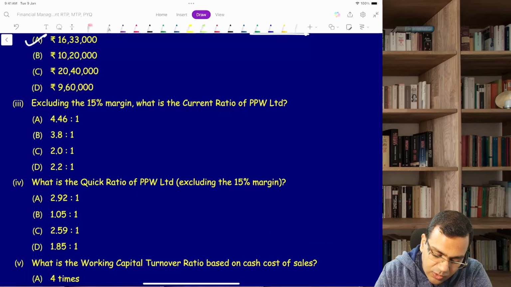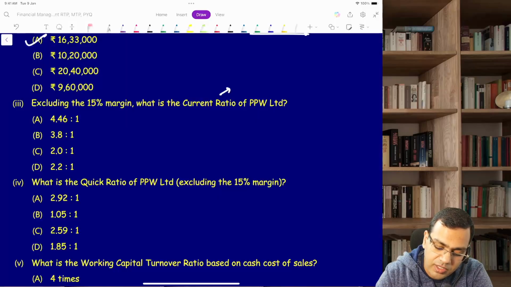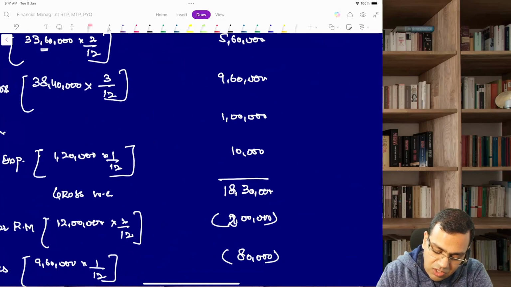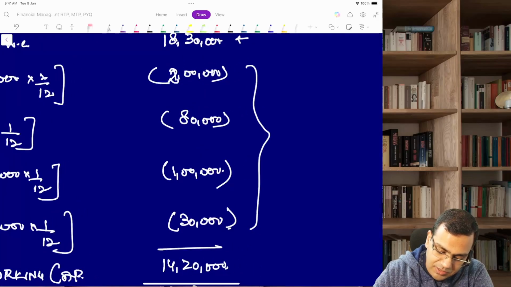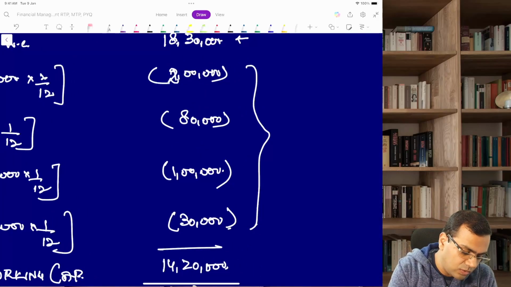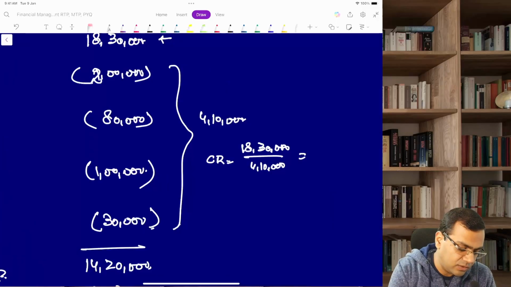Next, excluding the 15% margin, what is the current ratio of PPW? Current ratio is current assets divided by current liabilities. The total of current assets is 18,30,000. What is the total of current liabilities? 2 lakh plus 80,000 plus 1 lakh plus 30,000, that comes to 4,10,000. So what will be the current ratio? Current ratio will be 18,30,000 divided by 4,10,000.